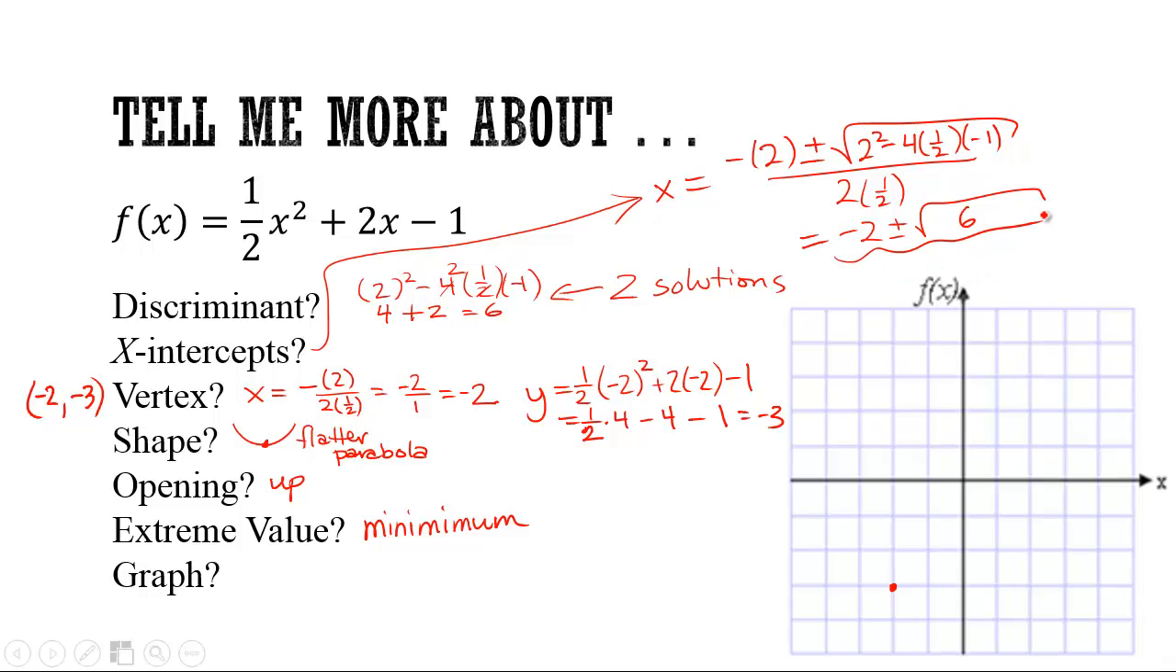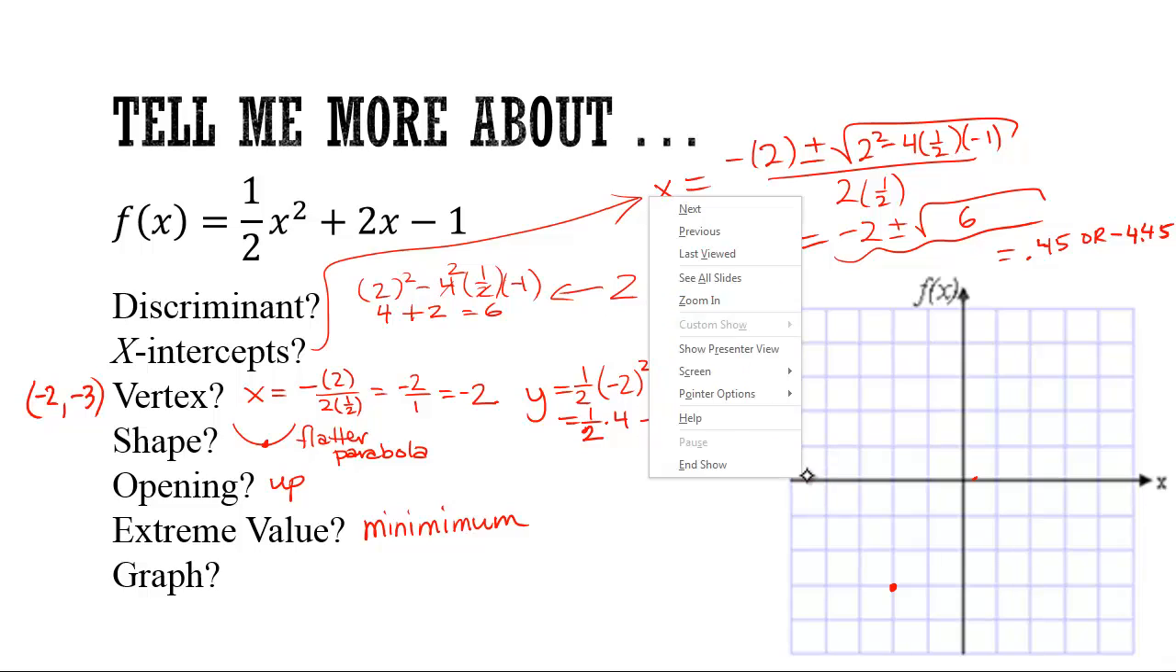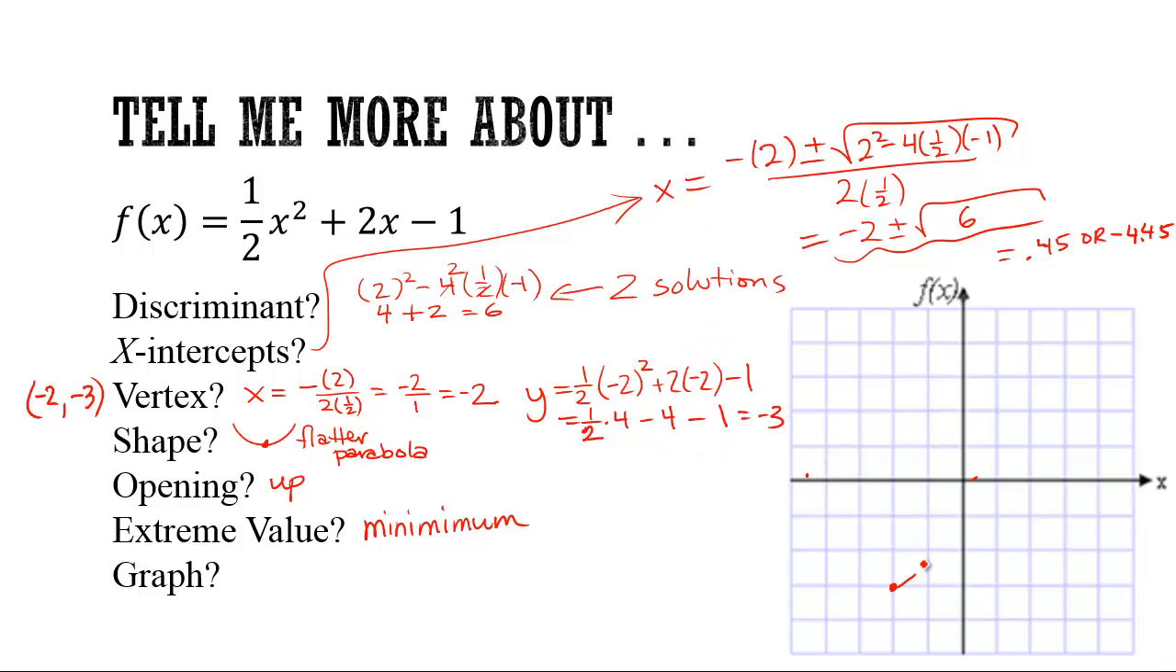So the 2 points will be -2 plus root 6, which is 0.45, or -2 minus root 6, which is -4.45. So you can see they'll be approximately like that. But you should find some more points to make this a little bit smoother of a graph.